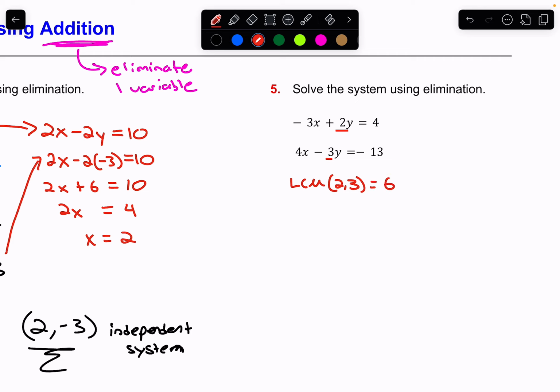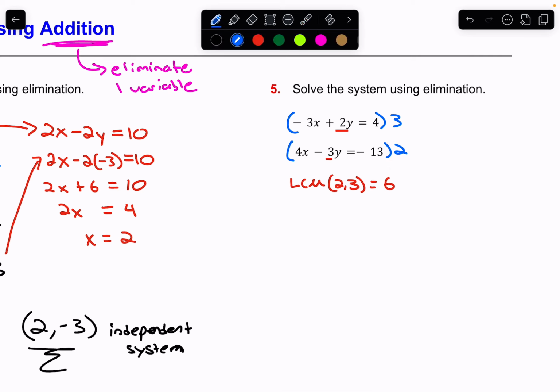So that means I need to rewrite these equations so that the coefficient of y is going to be 6. The way I achieve 6, think about finding common denominators in the past. We would find the least common multiple of the denominators and then multiply both fractions, top and bottom, to get that least common denominator. Here it's the same idea. I need to make the y components both have a coefficient of 6. So I'm going to multiply the top equation by 3 because 3 times 2 will give me 6. Now I'm going to multiply the bottom equation by 2 because, again, 2 times 3 will give me 6.